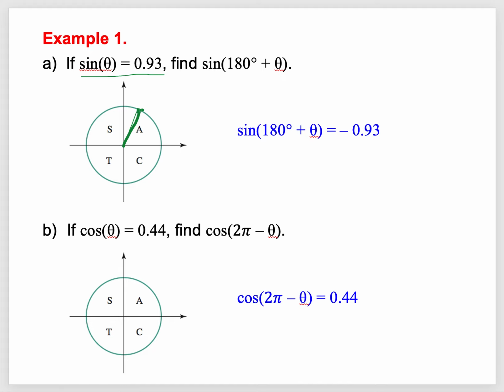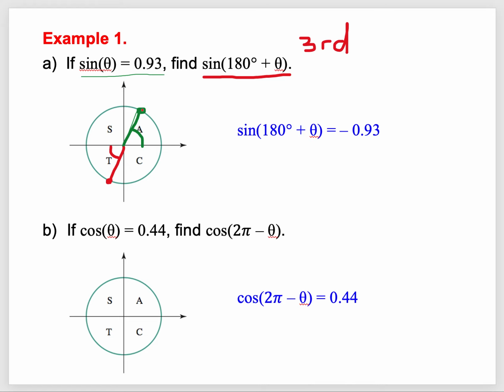Right, so let's just say that's our point. So sine of 180 plus theta, well, if theta was there, then 180 plus theta will just be starting from 180 degrees and adding theta that way. So what we can see is that sine of 180 plus theta will actually be in the third quadrant, right? And we know that in the third quadrant, sine is negative.